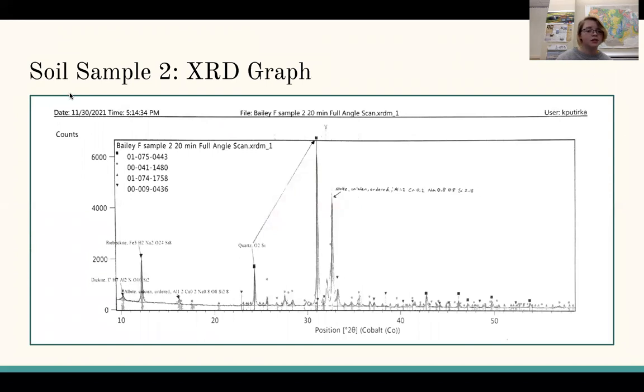And this is soil sample 2's XRD graph, which, similar to the last XRD, has quartz with a very high peak, with albite, a plagioclase feldspar mineral, having the second highest peak. Riebeckite down here is a sodium-rich silicate mineral, which is present as well, shown by the third largest peak. Dickite, though not abundant, is still present down here.